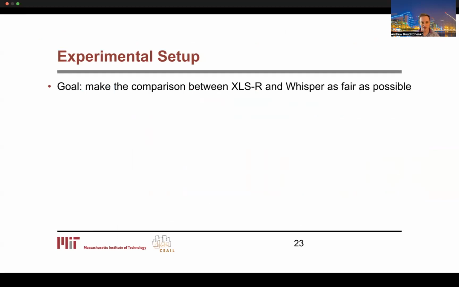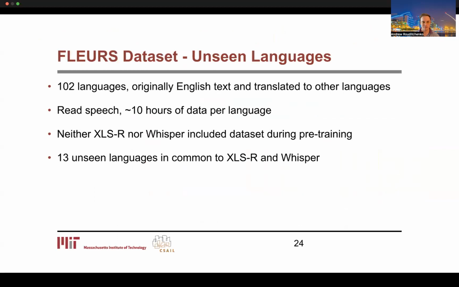For the experimental setup, the goal is to make the comparison between XLSR and Whisper as fair as possible. We use the Floors data set first for unseen languages, and this data set has 102 languages where the text was originally in English and then translated to other languages, and it's speech that is read, and it's approximately 10 hours of data per language. Neither XLSR nor Whisper included this data set during the pre-training, and there are 13 unseen languages in common to both models. These are the languages, and we can see that they're from different language families.